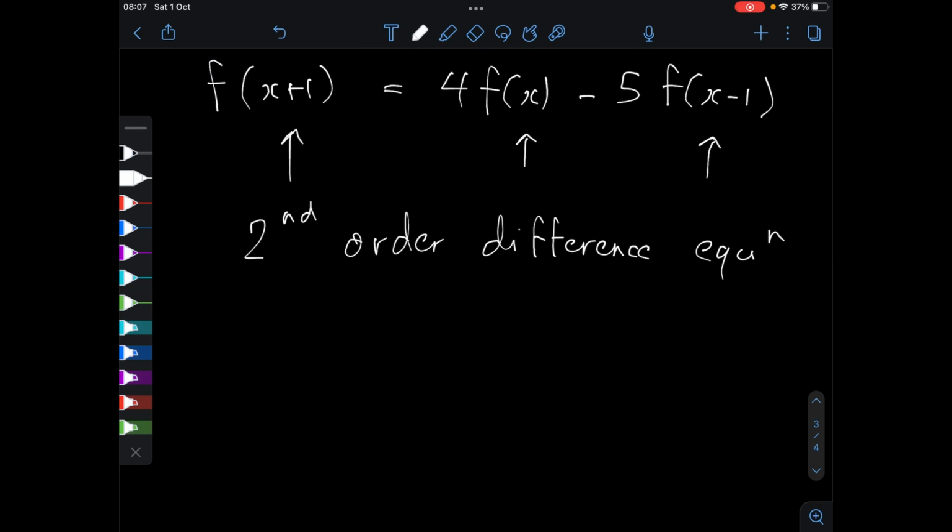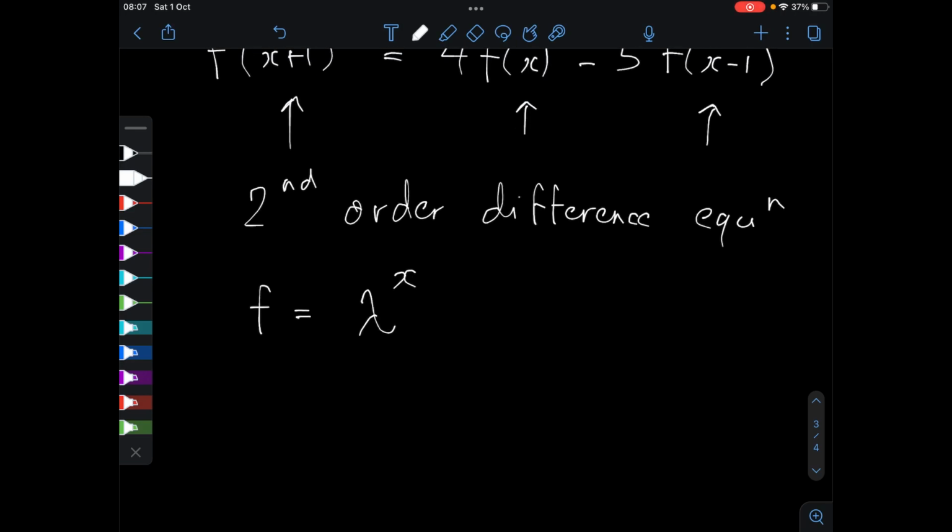Cool. So to solve this, we will use a very similar method to the method of undetermined coefficients from differential equations. So we'll try a dummy solution, which instead of the exponential e to the whatever in our continuous differential world, in this case, we'll go for a different kind of exponential. We'll say, let's try f equals some variable lambda to the power x. We can plug this into our difference equation, and we'll get lambda to the x plus 1 equals 4 lambda to the x minus 5 lambda to the x minus 1.